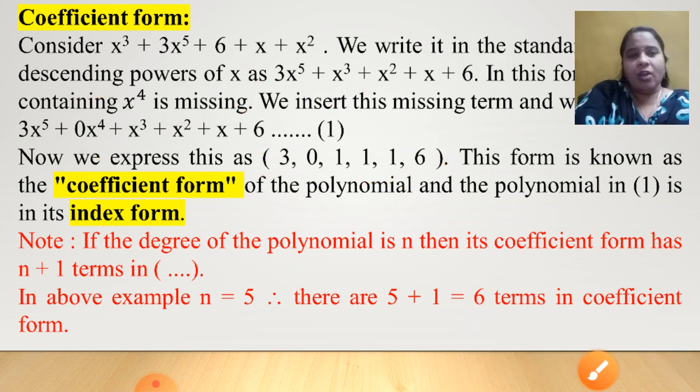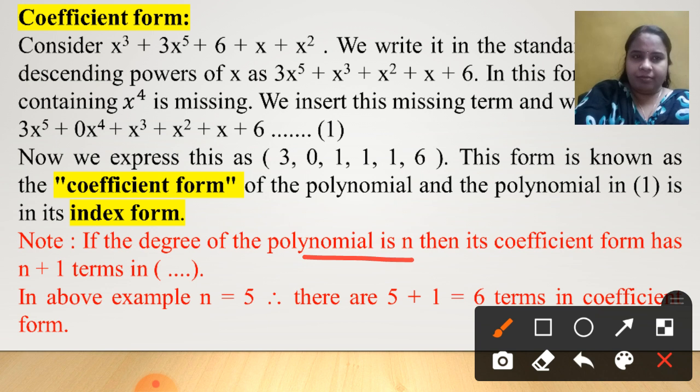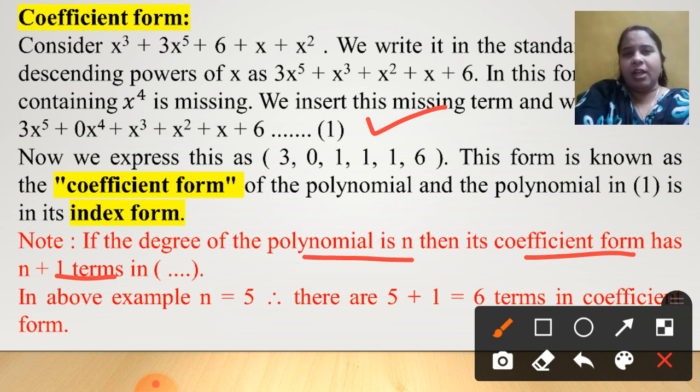Okay. Now a note is written here. Try to understand that. If the degree of the polynomial is n, then its coefficient form has n plus 1 terms. This is just a clue to remember. What is the meaning of this? Let us take this example which is written here. What is the degree of this polynomial? The highest power is 5. So the degree of the polynomial is 5.